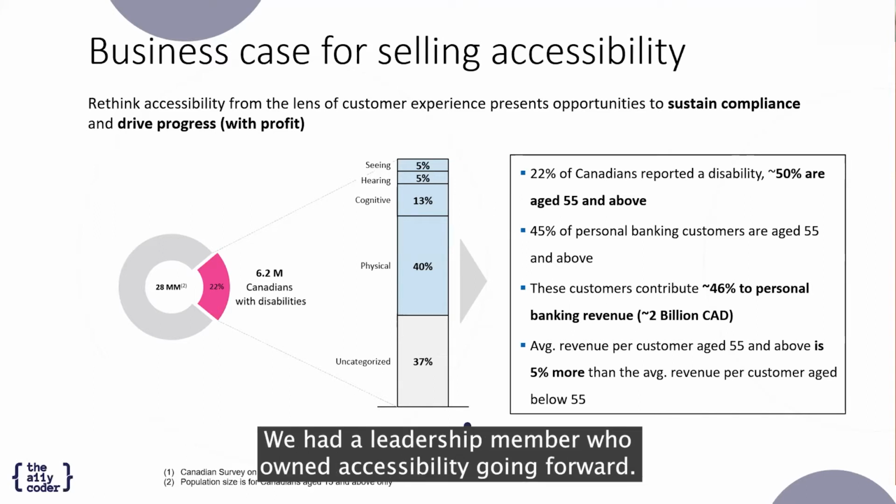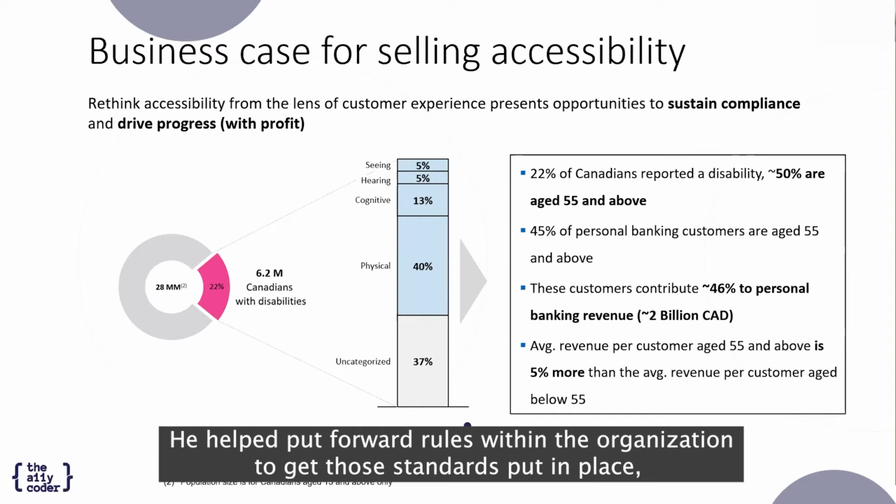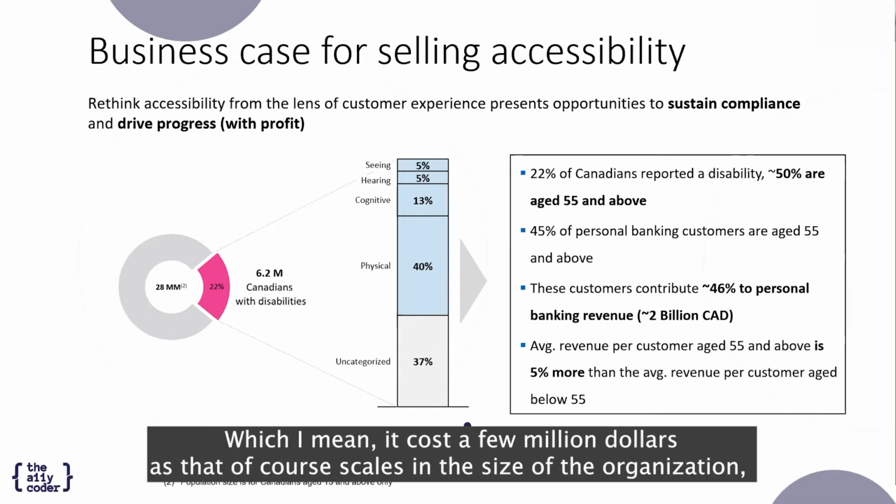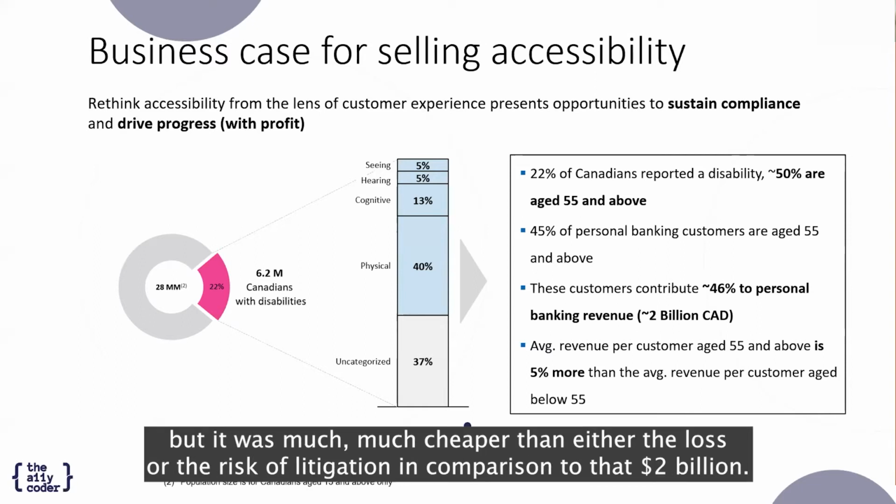We had a leadership member who owned accessibility going forward. He helped put forward rules within the organization to get those standards put in place. And we were able to go forward with an accessibility remediation plan, which cost a few million dollars, and that, of course, scales with the size of the organization. But it was much, much cheaper than either the loss or the risk of litigation, in comparison to that $2 billion.